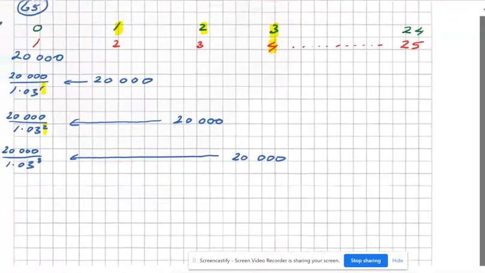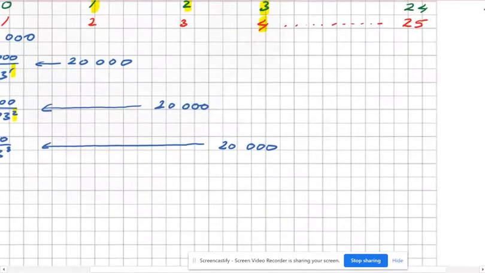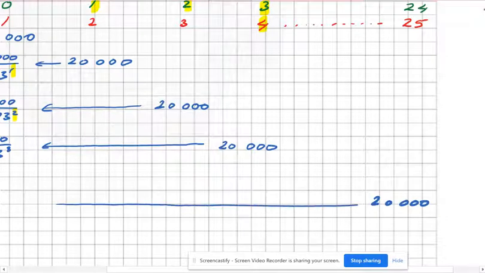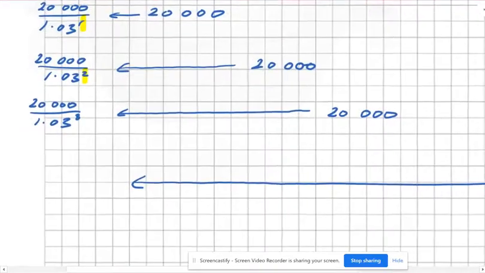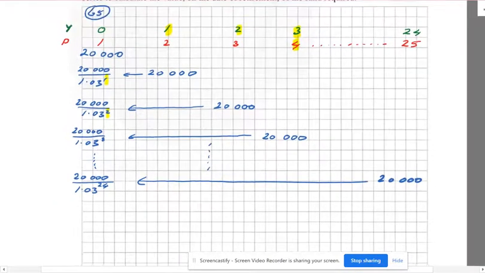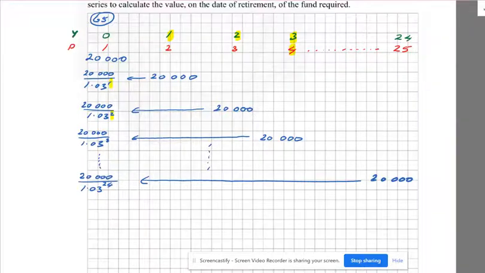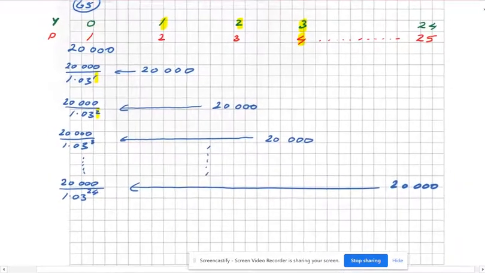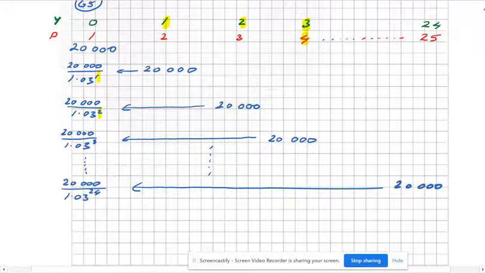So if you come back to this one over here, it's 20,000, and if you bring the arrow back, that's 20,000 over 1.03 to the power of 24. So we'll skip all the ones in between. Obviously, we can't write them all down. We just want the pattern at this stage. So that's all of our 25 payments of 20,000 brought back to their value on the day of the pension, the day of retirement. And that's what this step is all about.